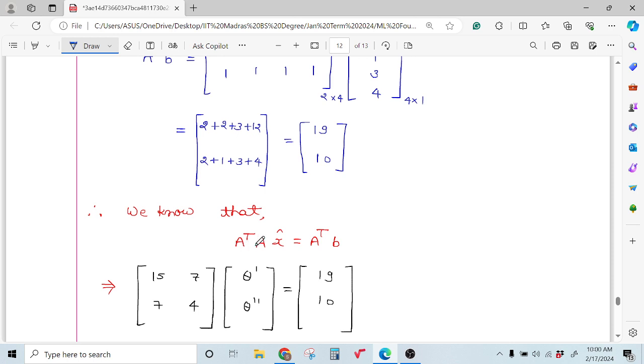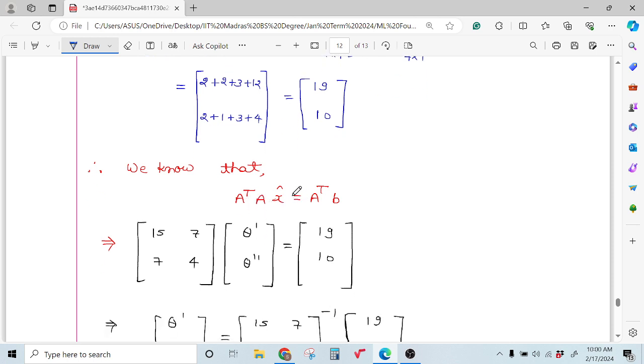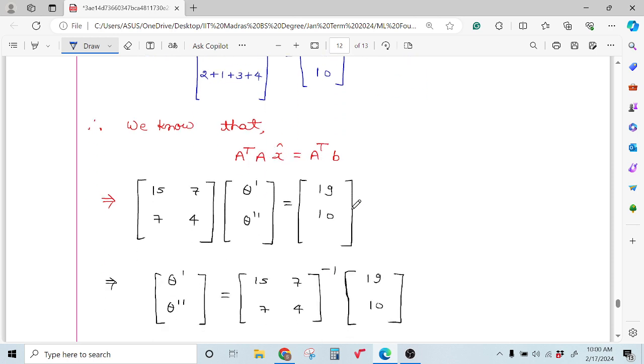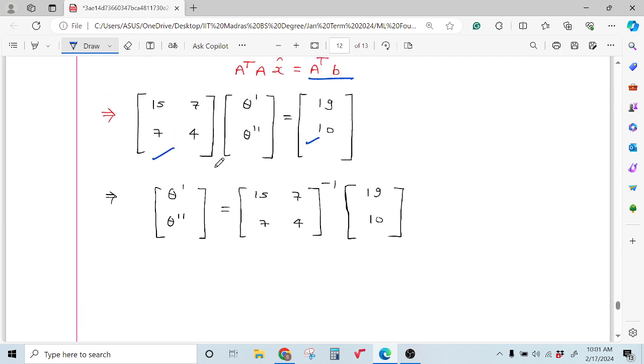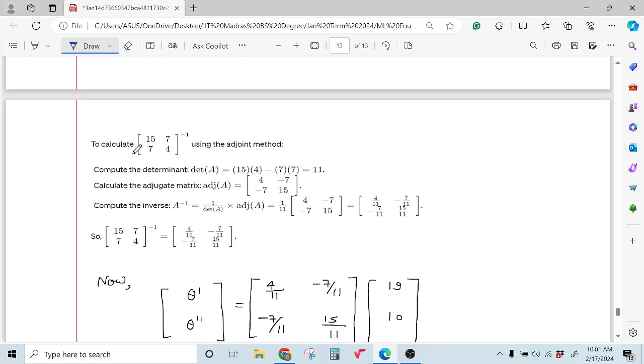We know that A transpose A x cap is equal to A transpose B. So we have calculated these values: A transpose B is this, A transpose A is this, and x cap is theta prime, theta double prime. To find theta prime and theta double prime, we have to find the inverse of this matrix, which is calculated using the adjoint method. Compute the determinant of this matrix, which is 11, and then compute the inverse.